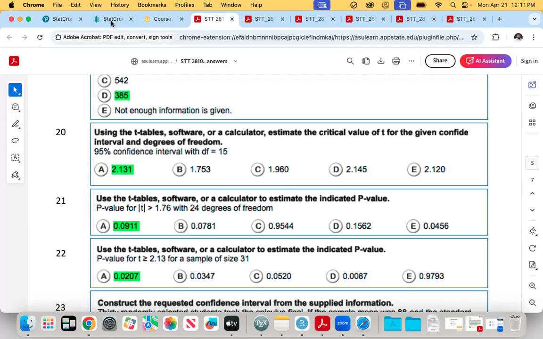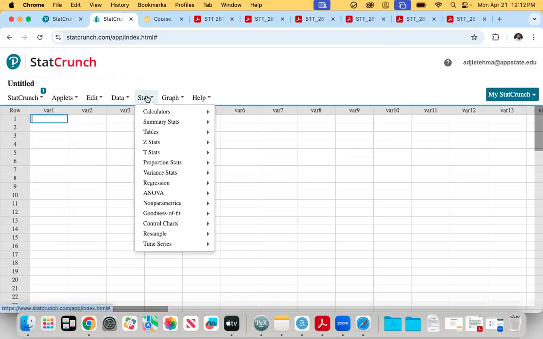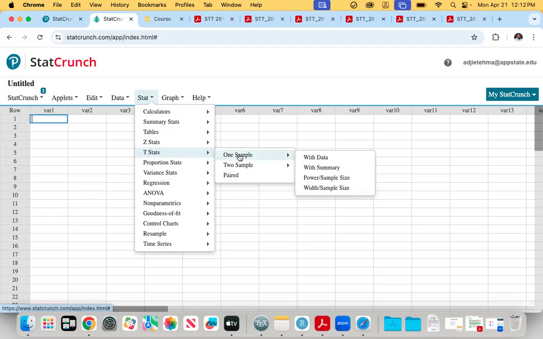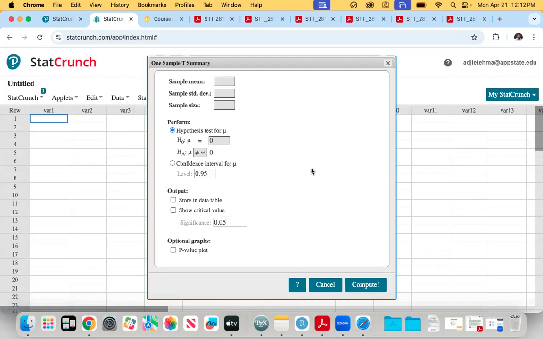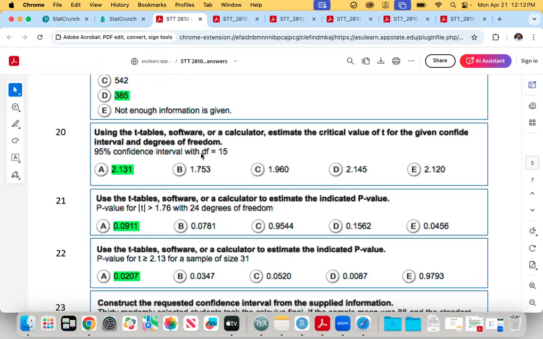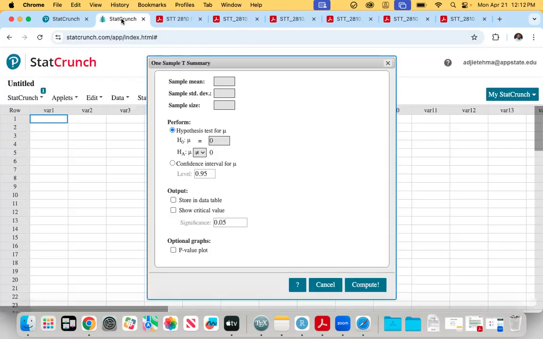To do that, we go to StatCrunch, Stat, T Stats, One Sample with Summary. And then I click on that. What information do we need to input? Looking at this problem, we have a degree of freedom of 15. It means that the sample size is 16. So let's input the sample size correctly.